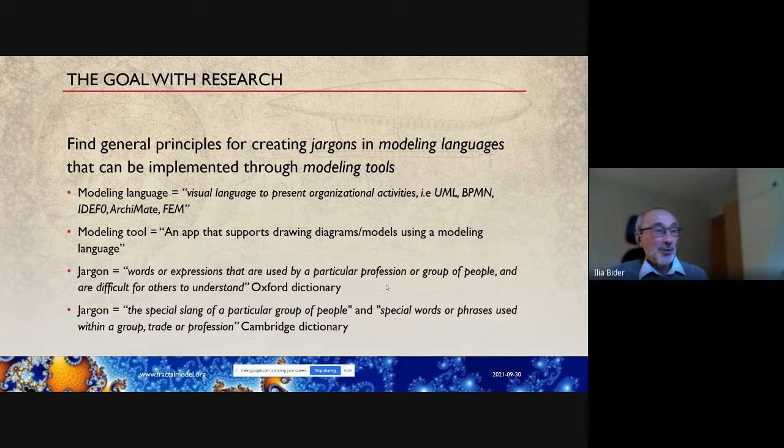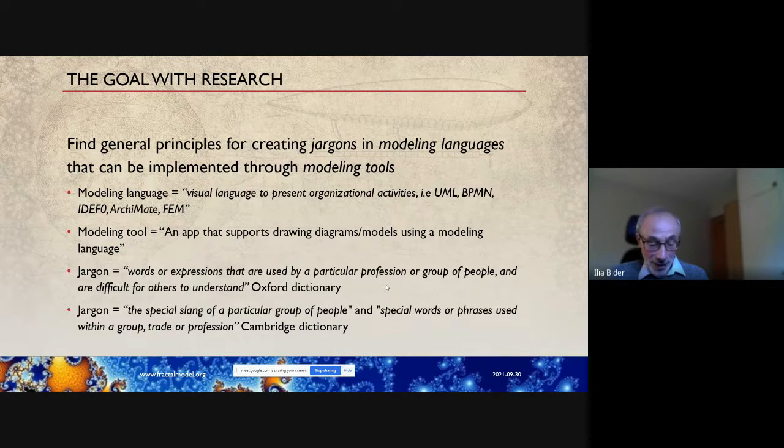And now we come to jargon, and we have two definitions, one from the Oxford Dictionary and the other from Cambridge. It's words or expressions that are used by a particular profession or group, and can be difficult for others to understand, but still they are words in normal language. It's more or less the same in Cambridge.